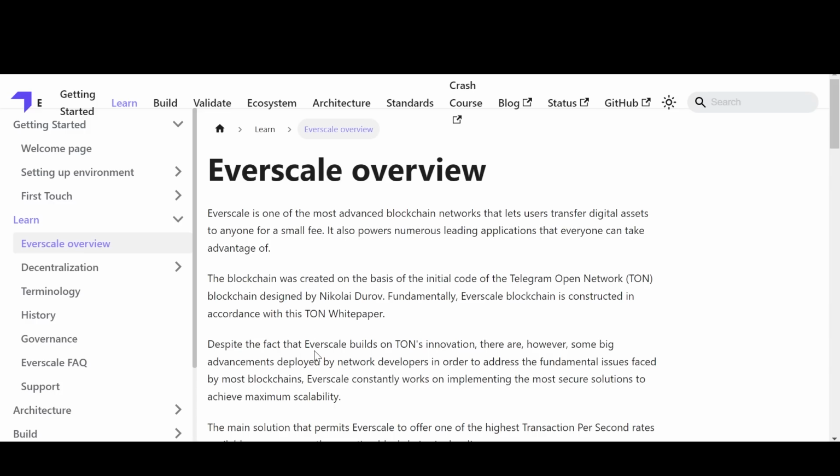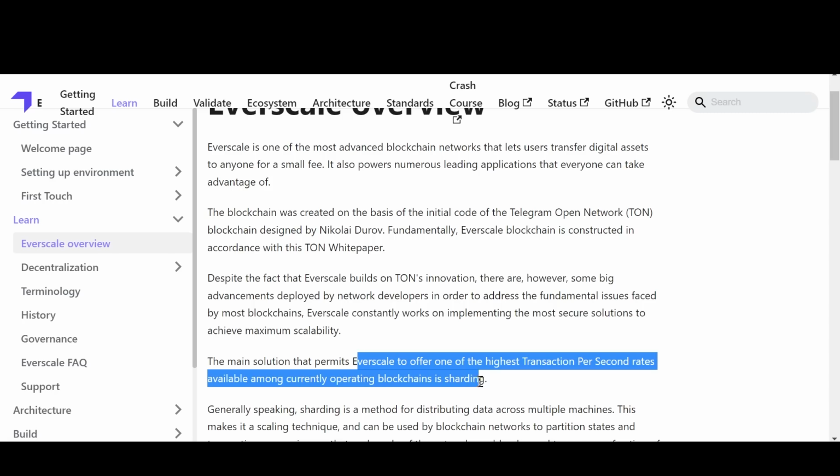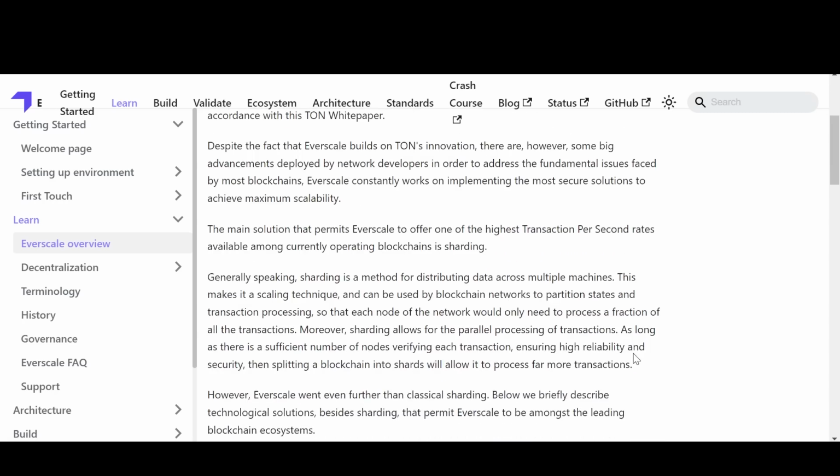Despite the fact that Everscale builds on TON's innovation, there are, however, some big advancements deployed by network developers in order to address the fundamental issues faced by most blockchains. Everscale constantly works on implementing the most secure solutions to achieve maximum scalability. The main solution that permits Everscale to offer one of the highest transaction per second rates available among currently operating blockchains is sharding. Generally speaking, sharding is a method for distributing data across multiple machines.